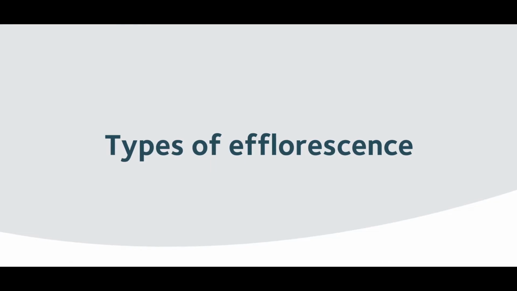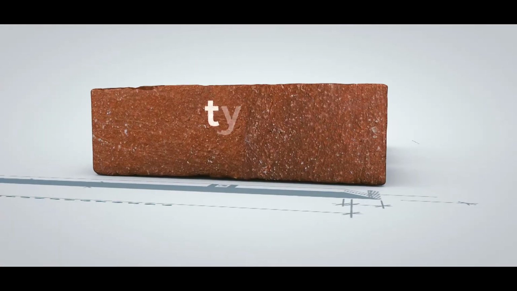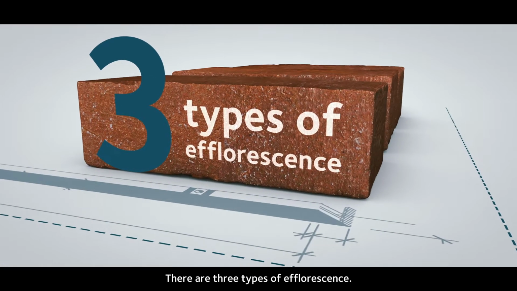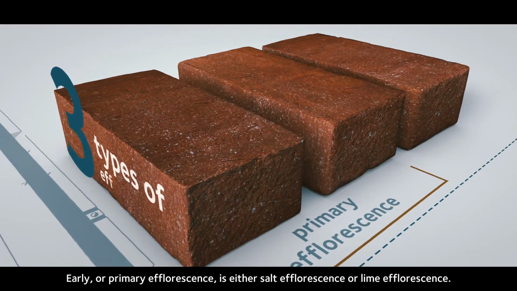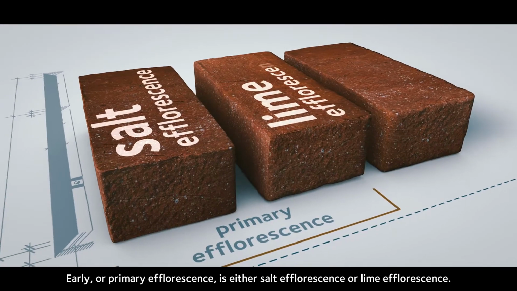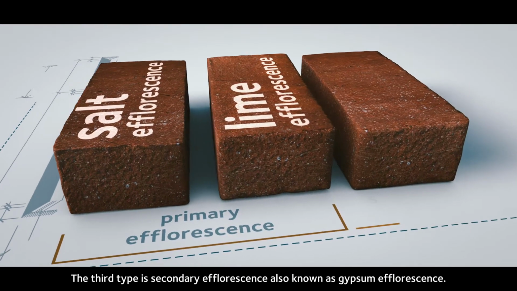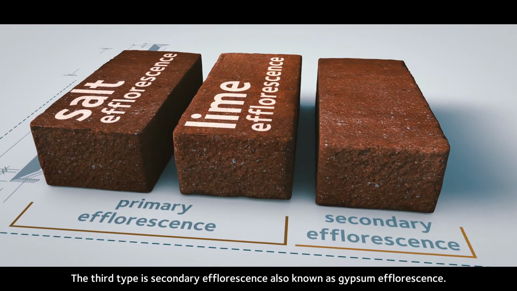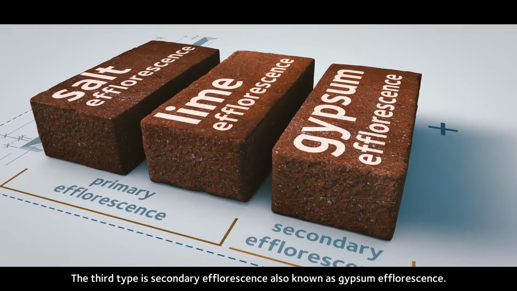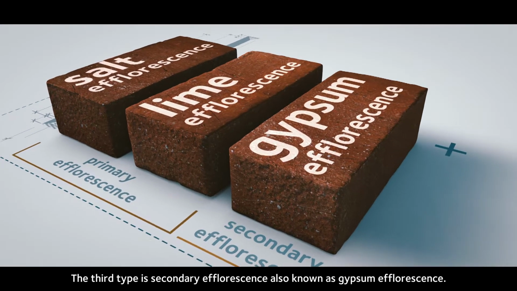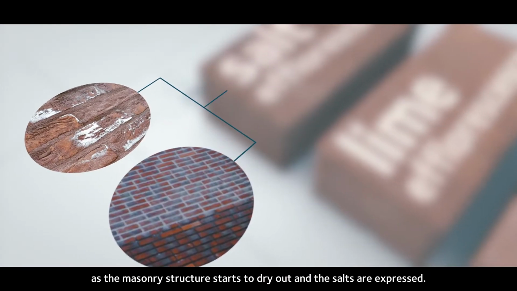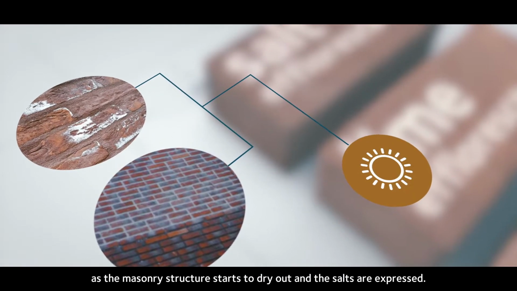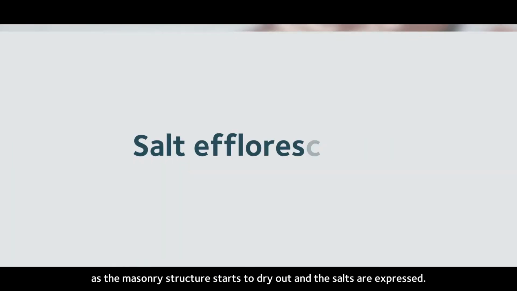Types of efflorescence. There are 3 types of efflorescence. Early or primary efflorescence is either salt efflorescence or lime efflorescence. The third type is secondary efflorescence, also known as gypsum efflorescence. Early efflorescence of salt and lime is often seen in the spring, as the masonry structure starts to dry out and the salts are expressed.